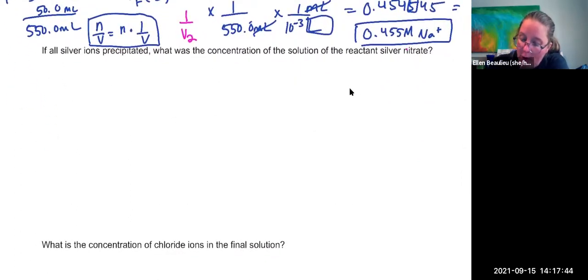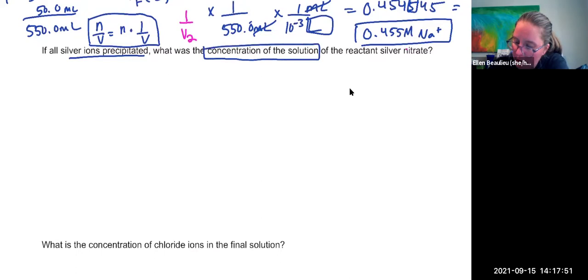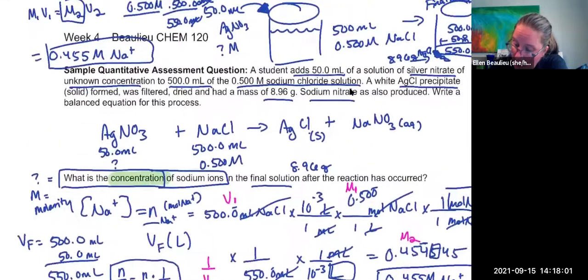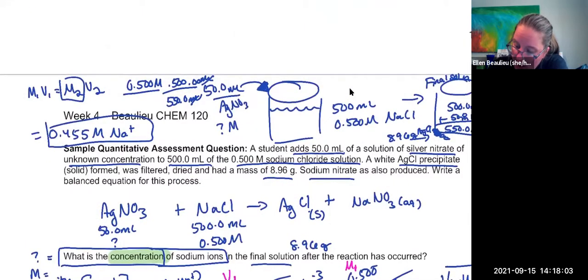Okay, if all the silver ions precipitated, what was the concentration of the solution of silver nitrate? So I want to know, what was the concentration of silver nitrate? That's what this question is asking. I added 50 milliliters of something I don't know. I don't know the molarity. And so here's where I need to solve it.